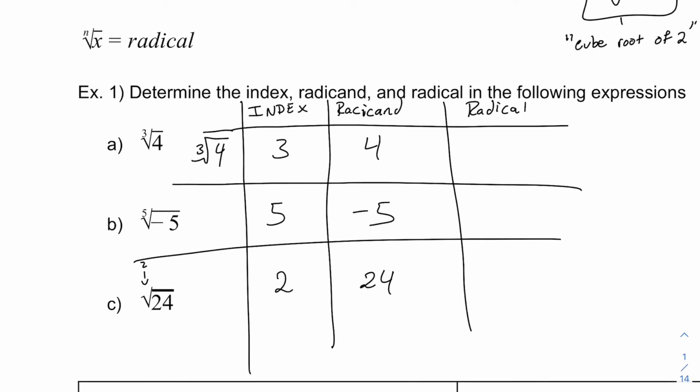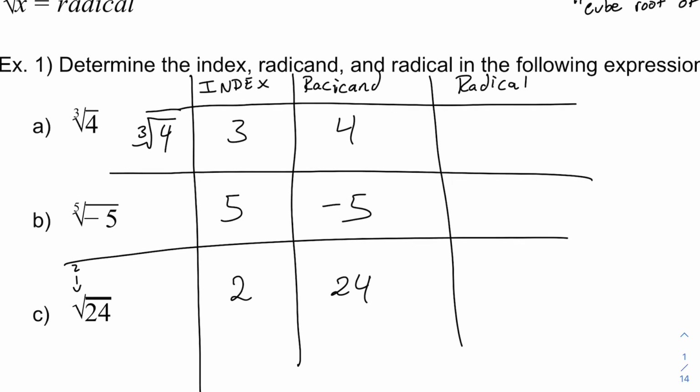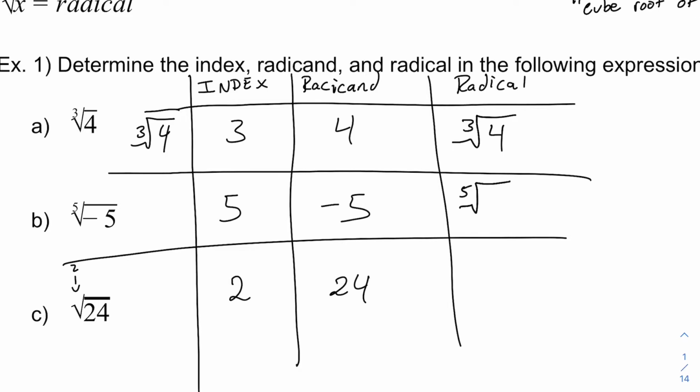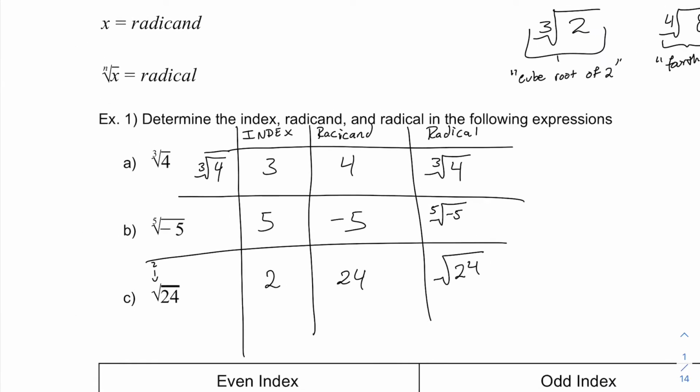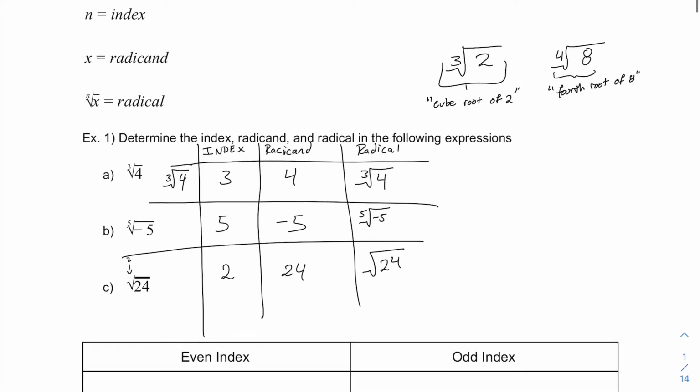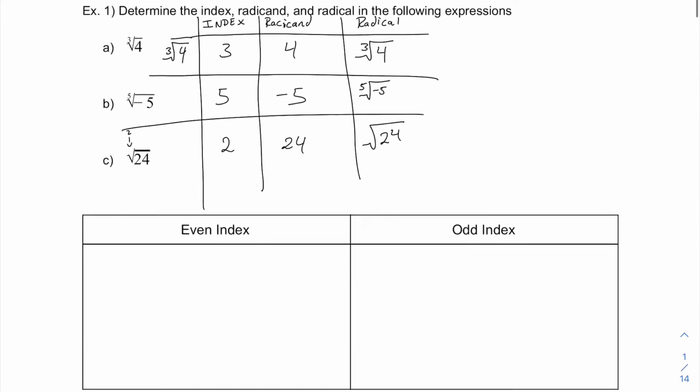Now let's talk about that radical. So what is your radical? Your radical is going to be the cube root of 4. Okay, it's the whole thing. This would be the 5th root of -5. And this would, of course, be the square root of 4. Okay, so there we've broken everything up and kind of used the definitions. Make sure you have the definitions down as it makes learning this stuff a lot easier.